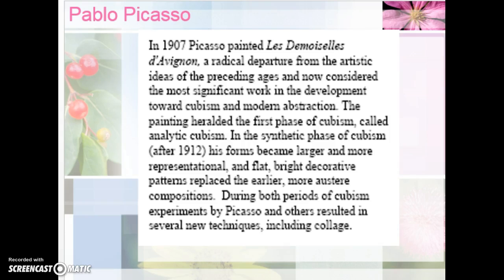In 1907, Picasso painted Les Demoiselles d'Avignon, a radical departure from the artistic ideas of the preceding ages, and now considered the most significant work in the development toward Cubism and modern abstraction. The painting heralded the first phase of Cubism, that was called analytic Cubism. In the synthetic phase of Cubism, after 1912, his forms became larger and more representational, and flat, bright decorative patterns replaced the earlier, more austere compositions. During both periods of Cubism, experiments by Picasso and others resulted in several new techniques, including collage.